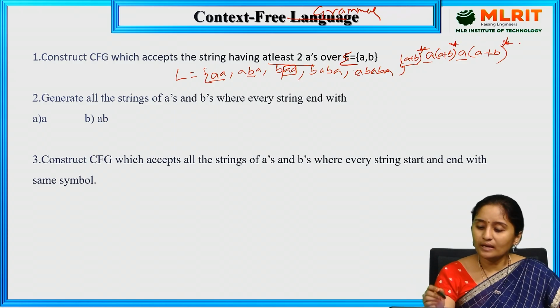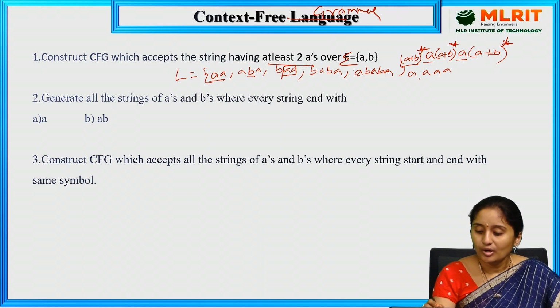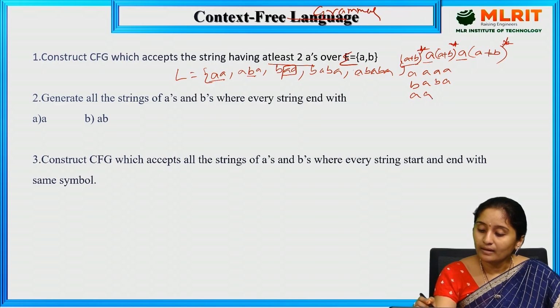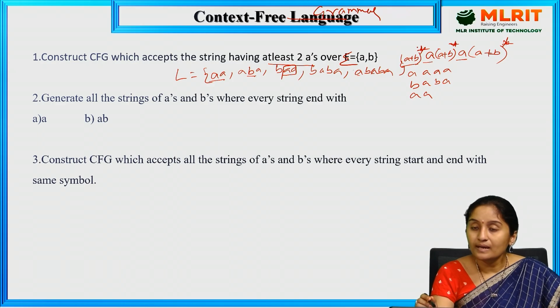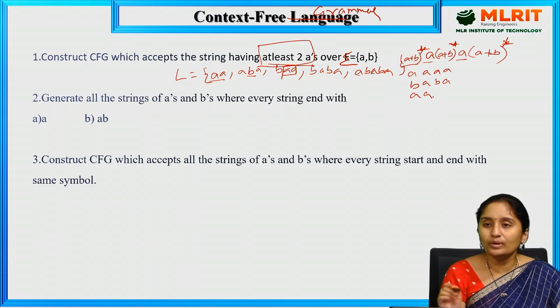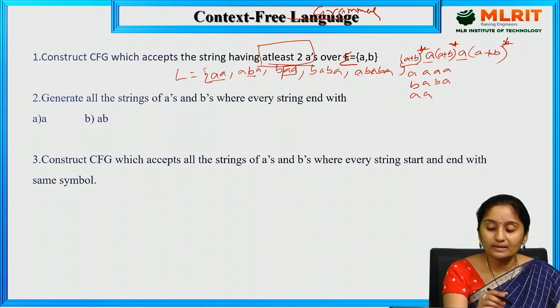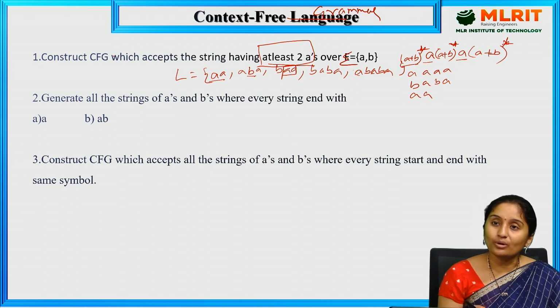So how can I write? All four A's I can have, or I can have BA, BA, or else AA. The star is pointing to zero or more occurrences. According to the given condition, I am going to generate two A's. From these we are going to construct the context-free grammar.